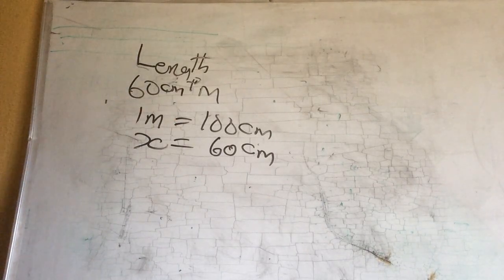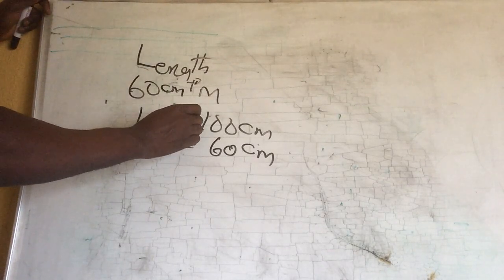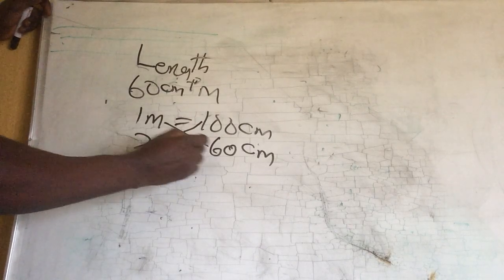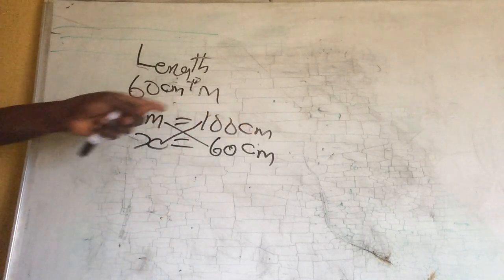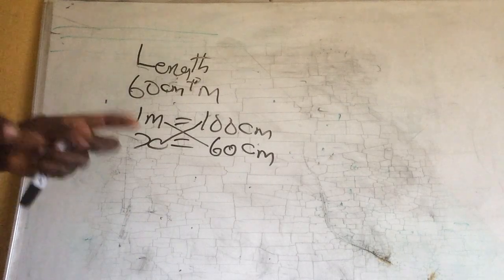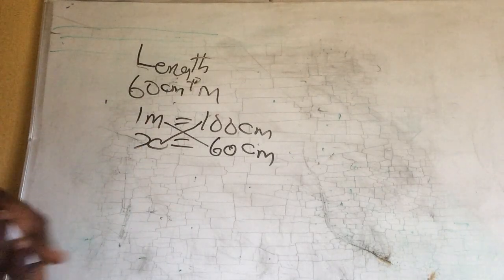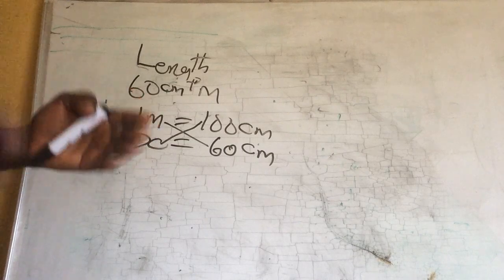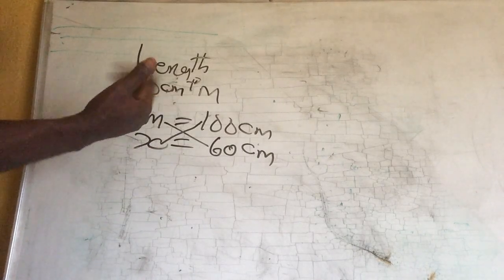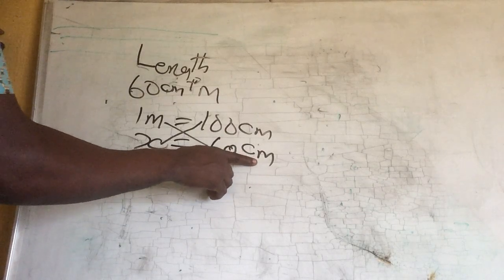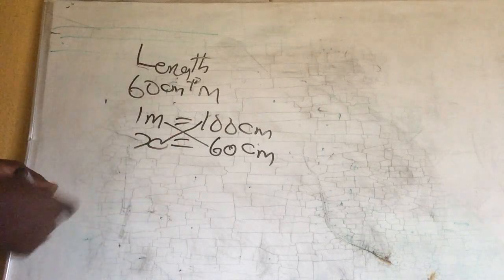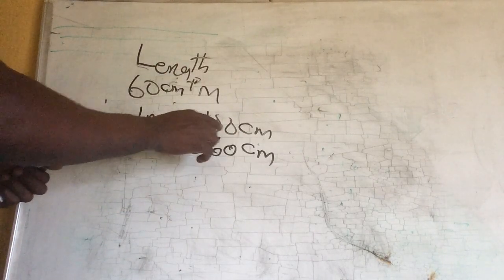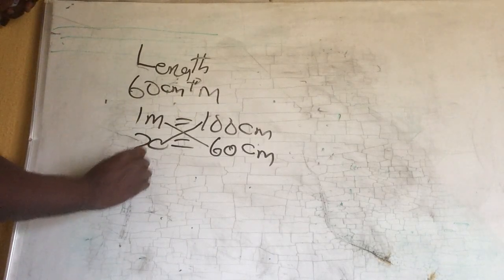So how do you do it now? You now use cross multiplication. This side multiply this side, this side multiply this side. For the sake of simplicity, I will not combine the units when I'm multiplying. It will just give you simplicity. So now I will start multiplying because I want to convert this 60 cm to meter, which will be this side, but I represented it with x. So I'll now say x times 100, which will be 100x.